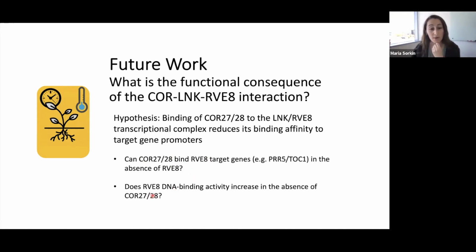We also want to know, does Rev8 DNA binding activity increase in the absence of the cores? If the cores are engaging in this sequestering activity, I think we can answer this question. Both of these we're planning to use chromatin immunoprecipitation with qPCR to answer.